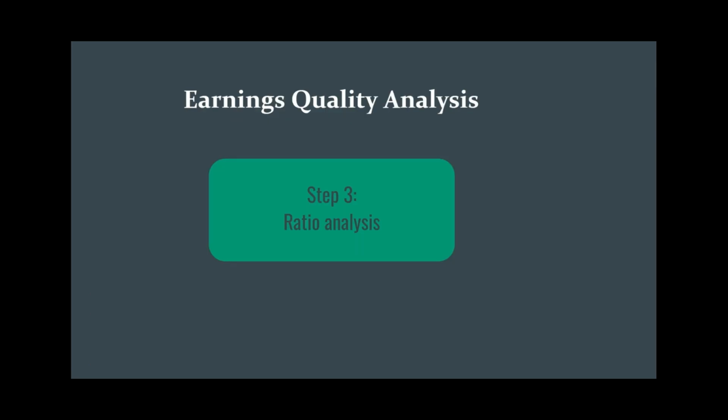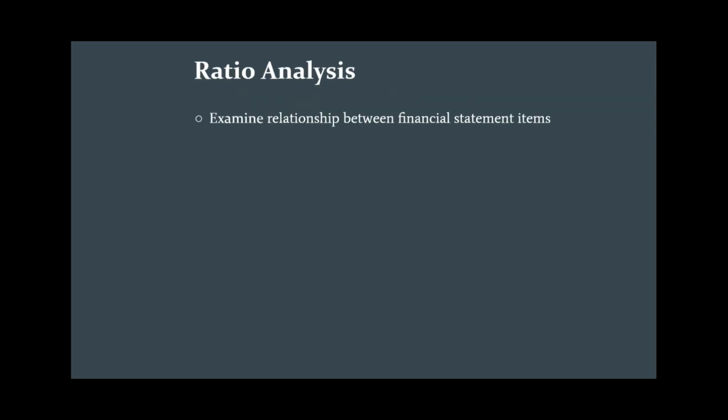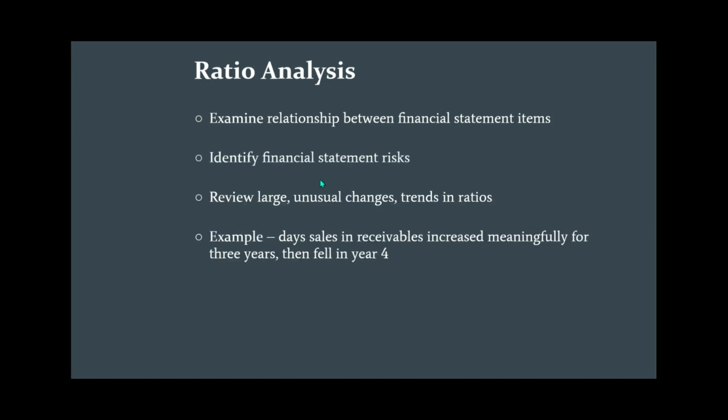All right, step 3, ratio analysis. In ratio analysis, you examine the relationship between financial statement items. It's used to identify financial statement risks, and you should review large unusual changes or trends in ratios. For example, if days sales in receivables increased meaningfully for 3 years, then fell in year 4, you'd want to determine what caused that to happen and if there's something happening in the company's financials. Typically, falling DSOs means quicker receivables collection.